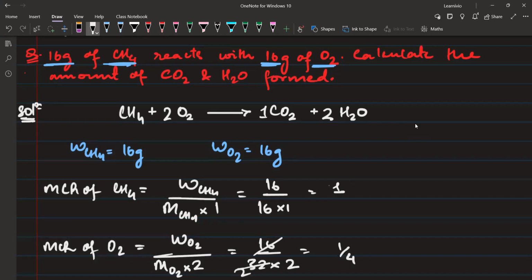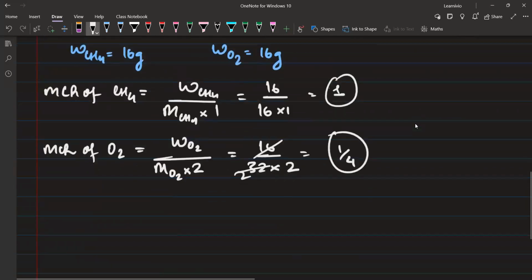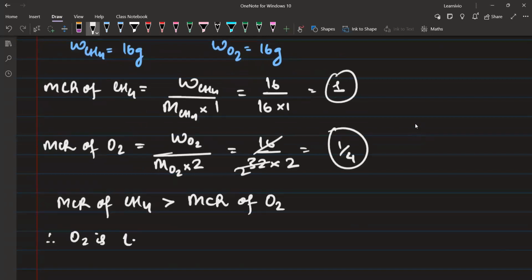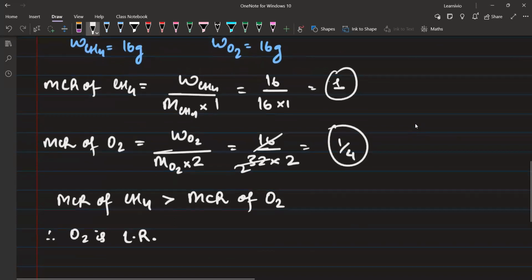So tell me, which is smaller, 1 or 1 by 4? Which is smaller? 1. What? What is small? 1 by 4 is smaller. Yes, very good. Correct. So I will write MCR of CH4 is greater than MCR of O2. Therefore, O2 is limiting reagent. बात समझ में आ रही है? Yes or no? Please tell me.